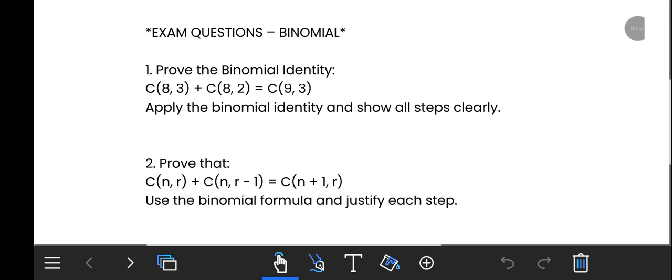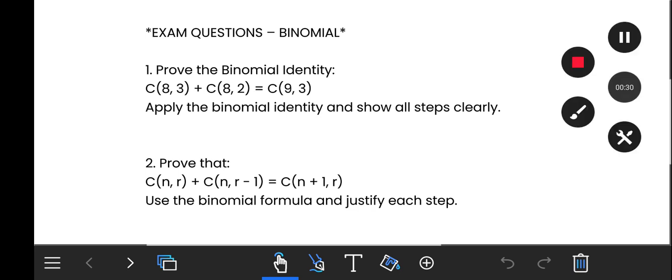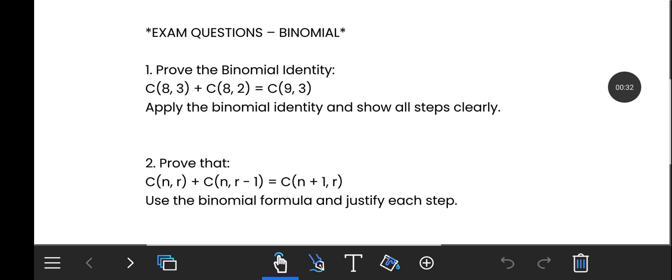Today we're going to focus on binomial exam questions. Basically, we're going to prove binomial identities. I have these questions which were asked in the exam. The first one was: prove the binomial identity 8 combination 3 plus 8 combination 2 is equal to 9 combination 3. And the question is asking us to apply the binomial identity and show all steps clearly.